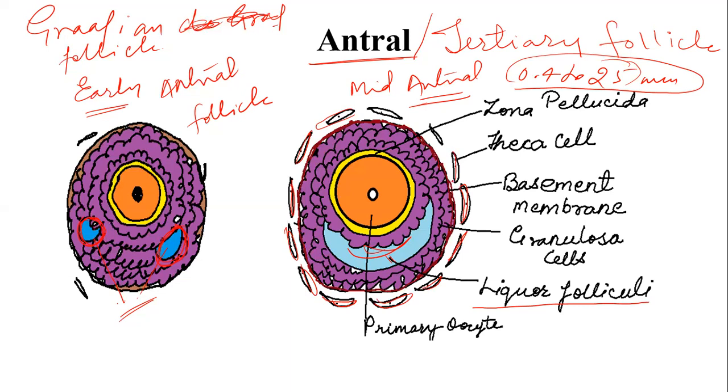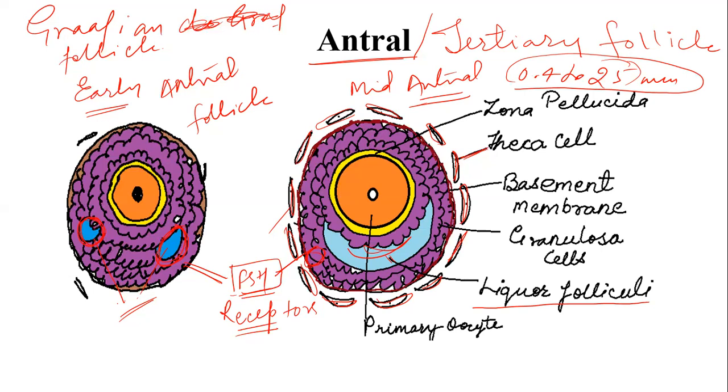So from the stroma of the ovary, the cells which are present in the stroma will start arranging around this antral follicle, and this is the formation of the theca layer. And at this stage, a very important change occurs, that is the development of FSH receptors. At the molecular level, protein receptors start developing over the granulosa cells, FSH receptors. So at the antral follicle stage, FSH receptors start developing on the granulosa cells.